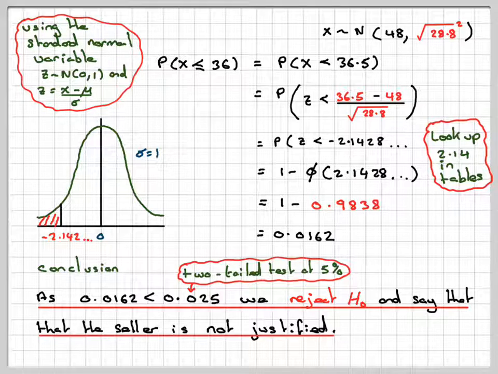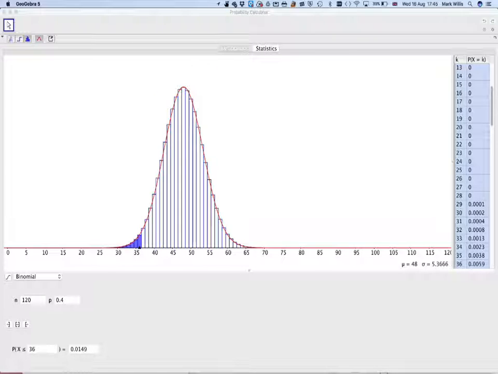Now, it is possible to do this just by using the GeoGebra software and not even actually using the normal distribution. If you go to GeoGebra, go to the View menu and choose Probability Calculator, and this normally comes out as a normal, so you need to set this to binomial. Set n to 120, p to 0.4, less than or equal to 36. The actual value is 0.014, and it's illustrated here.